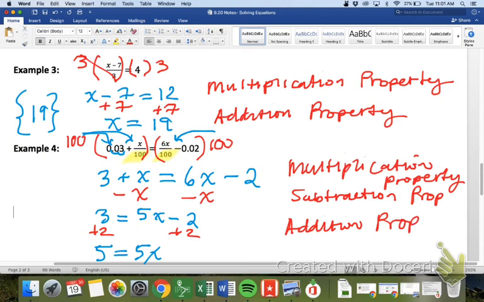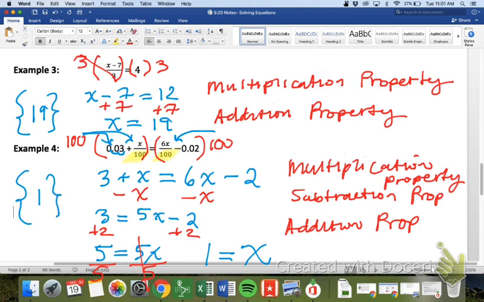And now, to get x by itself, I'd have to divide by 5 here. So on the right-hand side, that cancels out the 5 on top with the 5 on the bottom. So I just am left with my x, which was my goal all along. And then I say that is equal to, on the right-hand side, 5 divided by 5 is 1. So I get x is equal to 1, and I can write that in set notation, just like that.